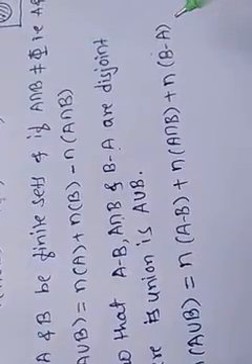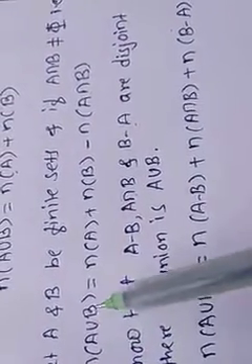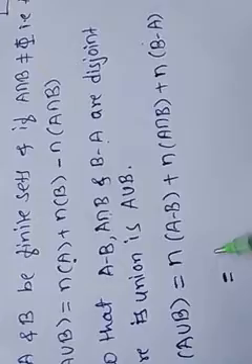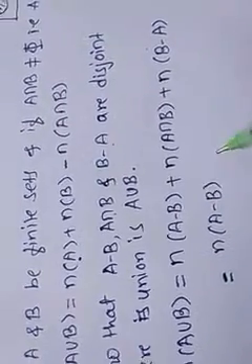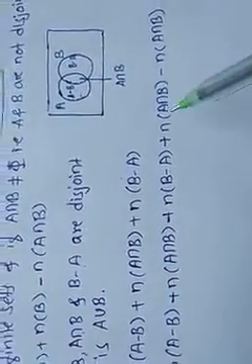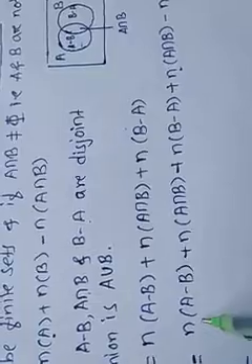We add all of this so that we can get A union B, but we have to prove that n of A union B is equal to n of A plus n of B minus n of A intersection B. For that we make an adjustment in n of A minus B plus n of A intersection B plus n of B minus A. We add and subtract n of A intersection B here.